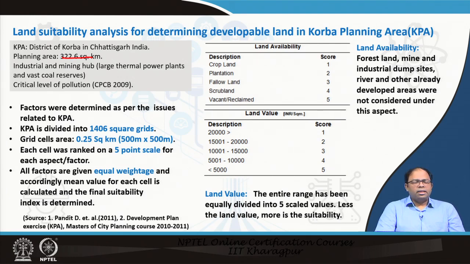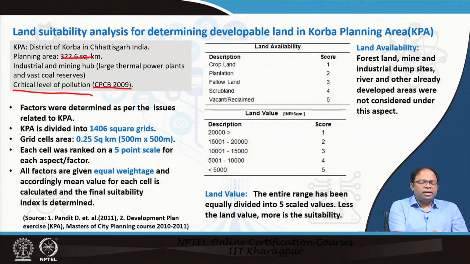So, these are the issues that were there, and this area was critically polluted at that point of time, which was already assessed through a CPCB report of the year 2009. So, this was the situation when we started doing this assessment. First we determined the different factors as per the issues related to the Korba planning area. For example, pollution was a big issue, land value was a big issue. Then, because there was a lot of agricultural land in the surrounding area, land availability was an issue. So, these are the different factors.